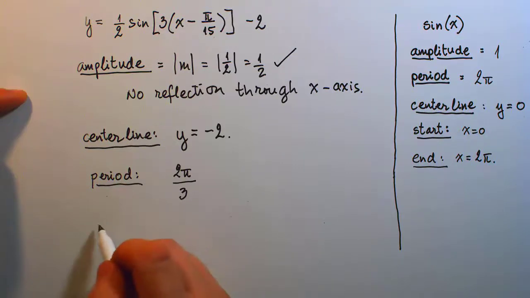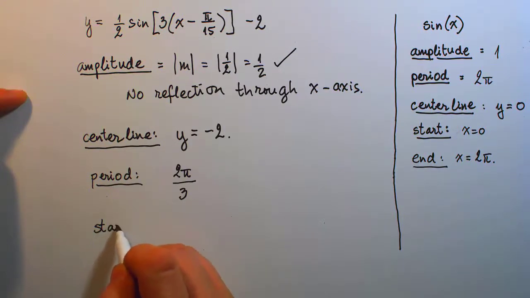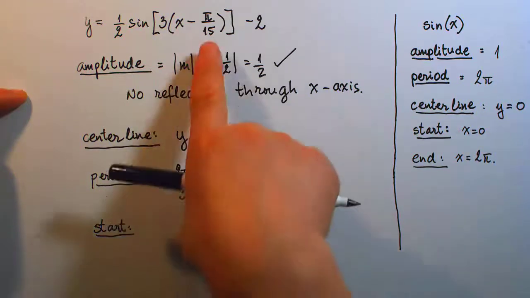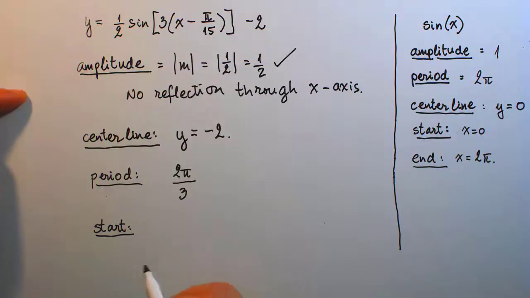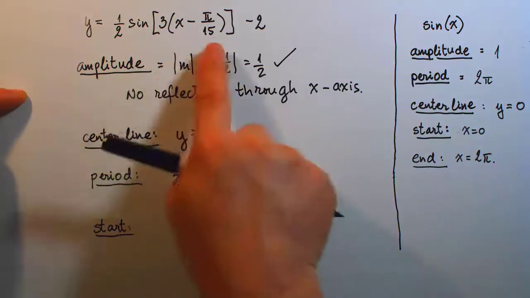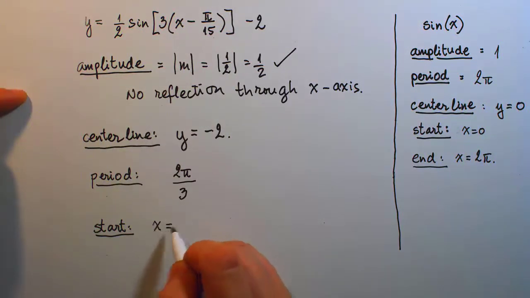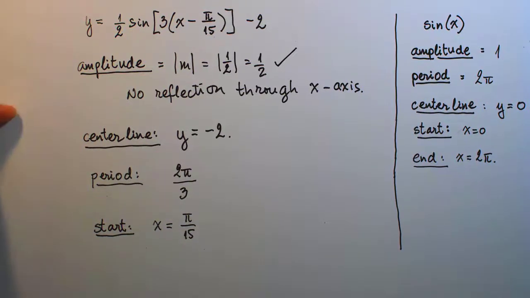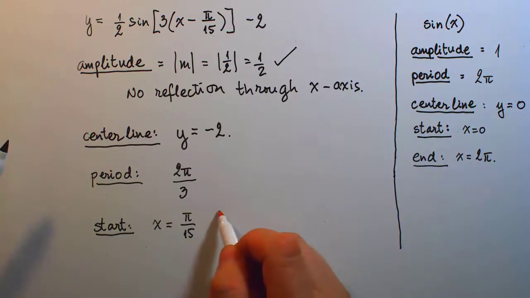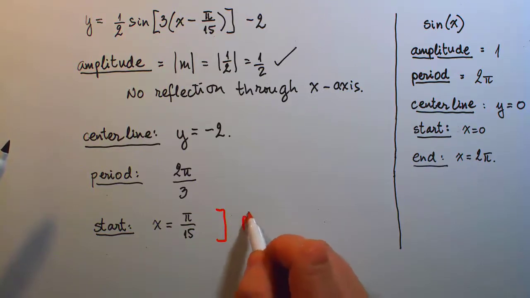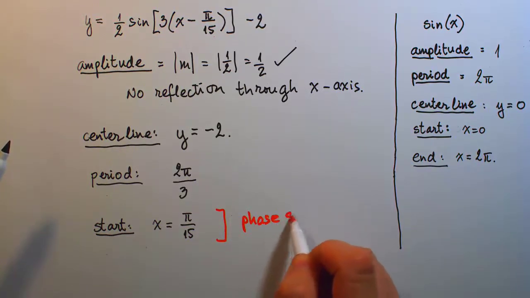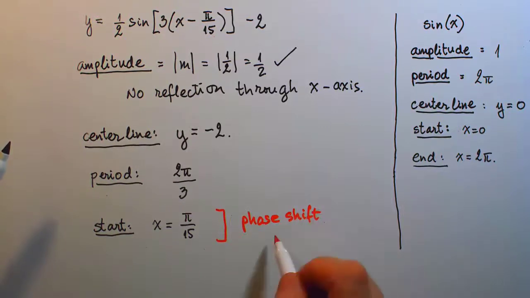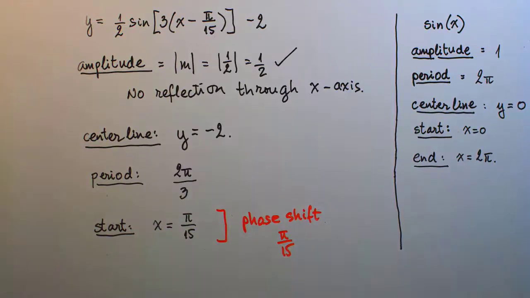The base unit has a different starting point. So how we can identify that is from this value right here. The start of our base unit on this function is going to be x equals pi over 15. And this is how formally a lot of people refer to this as we have a phase shift. Our phase shift here is pi over 15, or in general we have a phase shift.